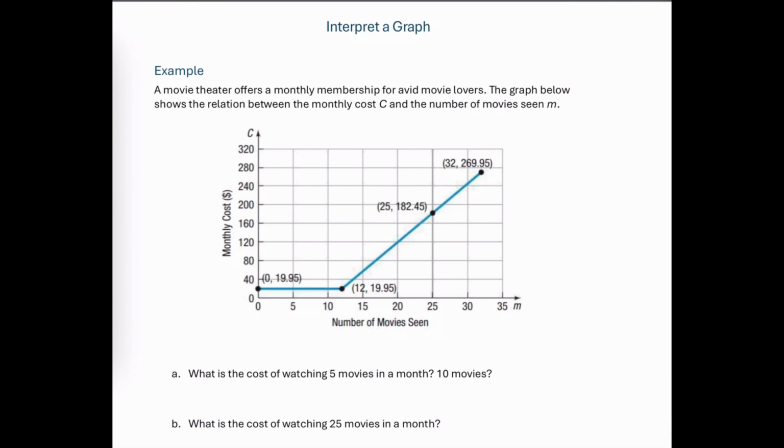A movie theater offers a monthly membership for avid movie lovers. The graph below shows the relation between the monthly cost C of the membership and the number of movies seen that's represented by the variable M. M is along this horizontal axis, and C, representing the membership costs, is on the vertical axis.